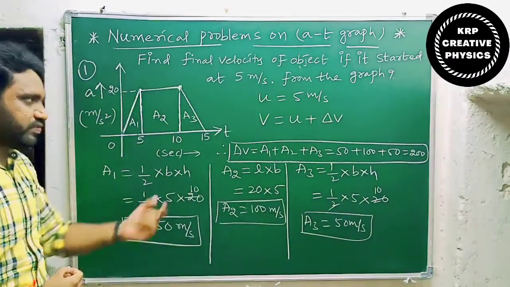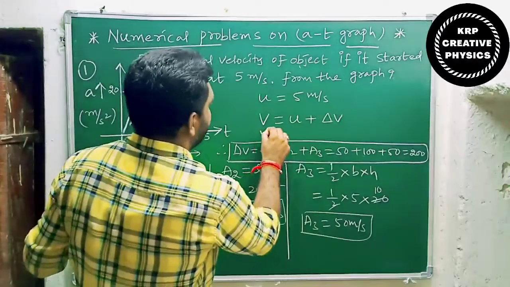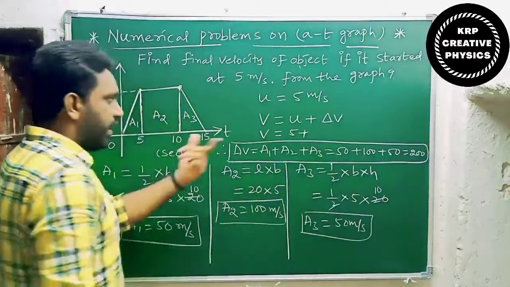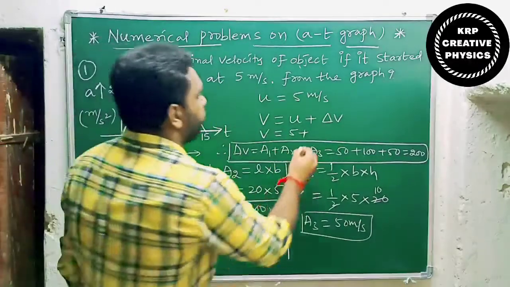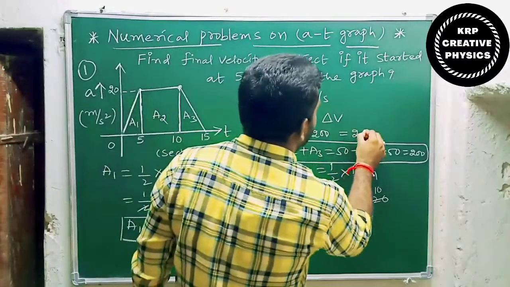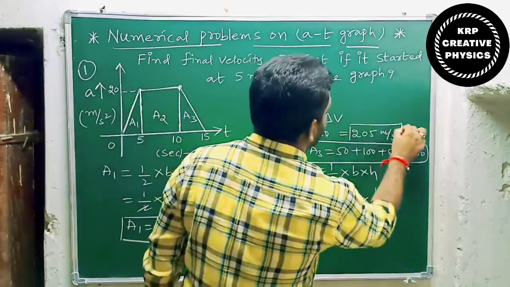After 15 seconds, change in velocity is 200. So by this we can find the final velocity. Final velocity V equals initial velocity, which is 5, already there in the question. And after 15 seconds, change in velocity is how much? 200. So if we add these two, what will we get here? 200 plus 5, 205 meters per second. So this is the required answer.